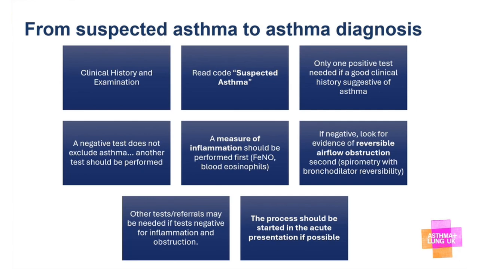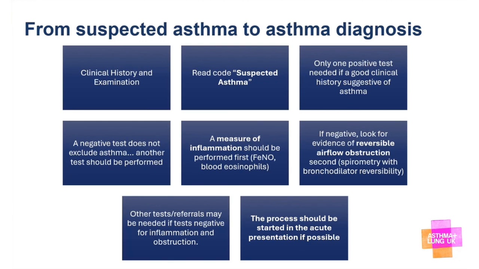We diagnose them as suspected asthma until we can prove they've got it or not. And because only one test is needed on the back of that good history and examination, it means that we're not waiting for different tests and different combinations of results to get there. We need to work through the tests until we can actually confirm there's a positive test that confirms our theory that somebody's got asthma.